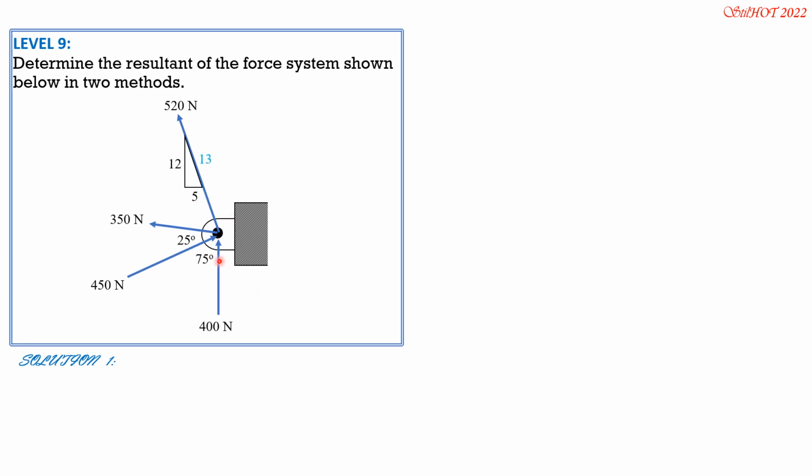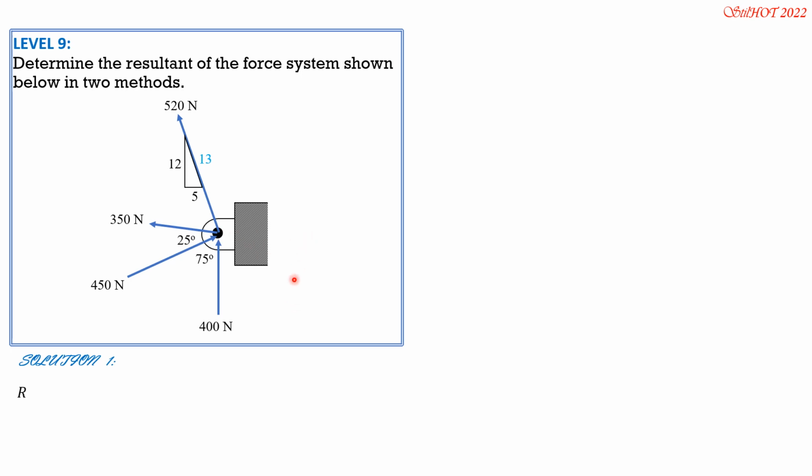Take note that we have 75 plus 25, 100, and this is vertical, the horizontal line, and the vertical must form 90 degrees. So since this is 100, it means that the 350 Newton force is 10 degrees above the x-axis, the horizontal axis. And 450 is inclined up 15 degrees, 25 minus 10. 10 degrees, 350 inclined up to the left. 450 is inclined 15 degrees above the horizontal.